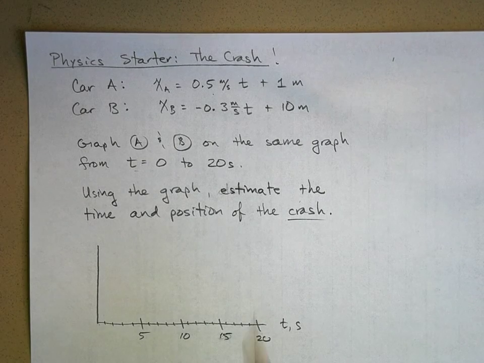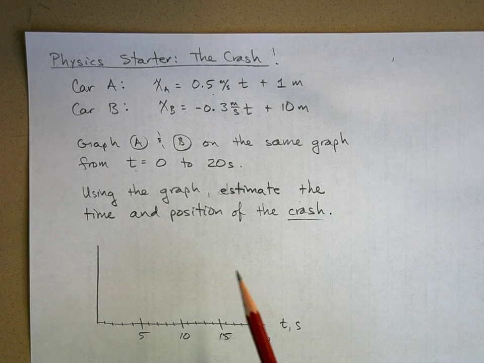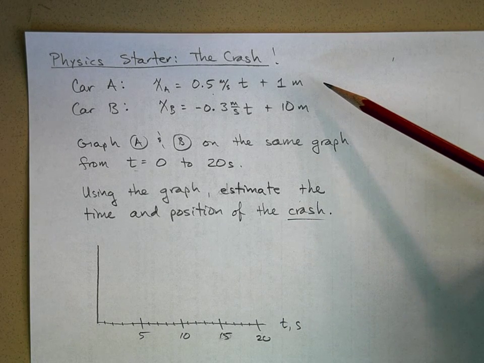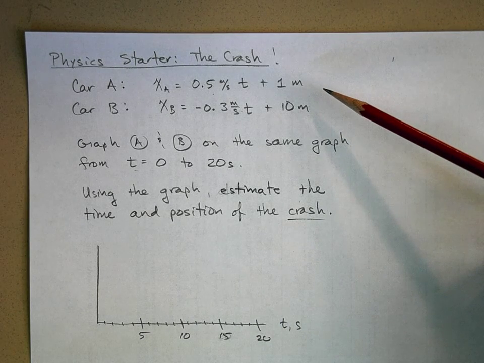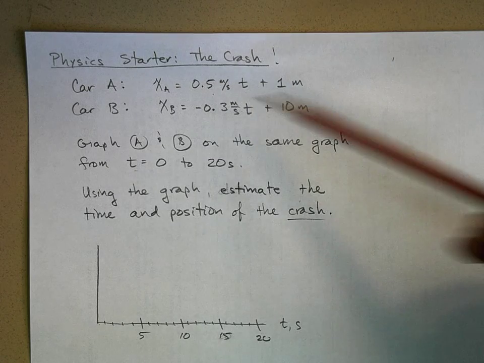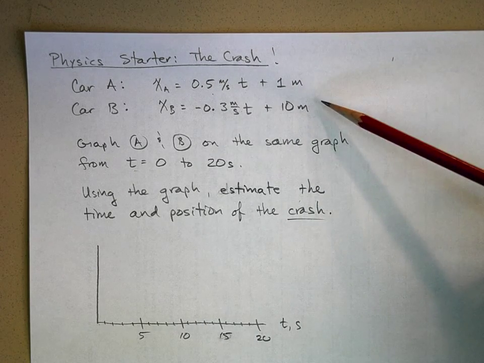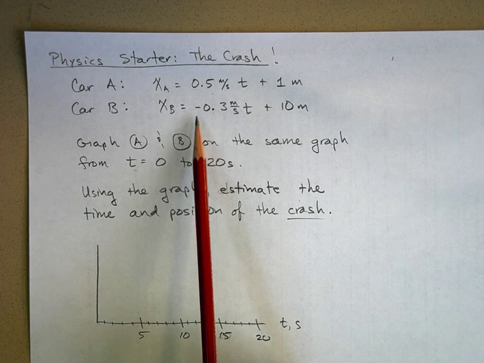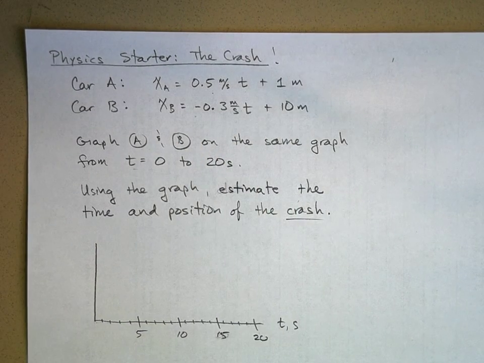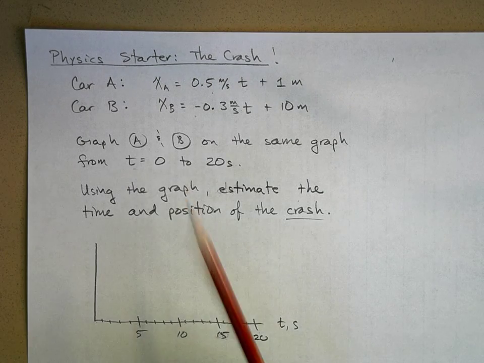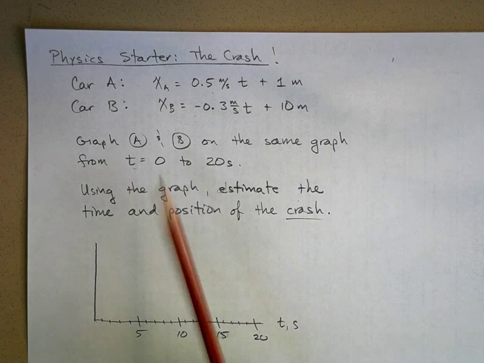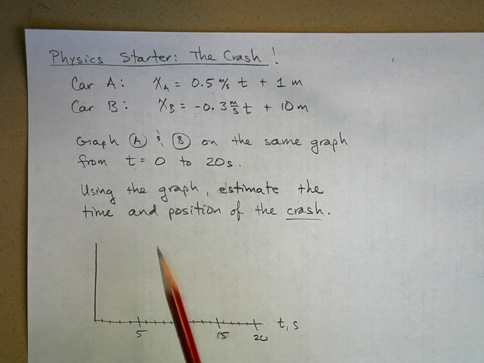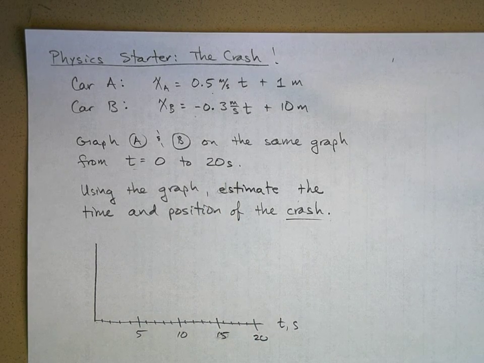Today's starter is called the Crash because we're going to crash two buggy cars together. Buggy car A goes 0.5 meters per second times time plus 1 meter. And buggy car B goes 0.3 meters per second, but in a negative direction, and it starts at 10 meters. And so I want to graph A and B on the same graph, and then go from 0 to 20 seconds. And then using that graph, I want to estimate the time and the position of the crash.